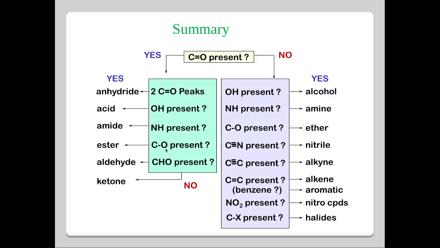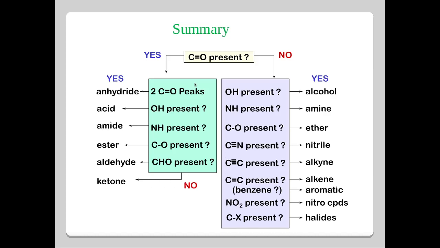If there is no such band, then look for the CH band, that means the CH vibration at around 2790 centimeter inverse, which appears as a doublet due to Fermi resonance of the bending vibration of the carbon hydrogen bond of the CHO functional group. If there is a doublet at around 2750 and 2820 centimeter inverse, then it could be an aldehyde functional group. If none of these bands are present, then we have only a carbonyl functional group. It could be a ketone.